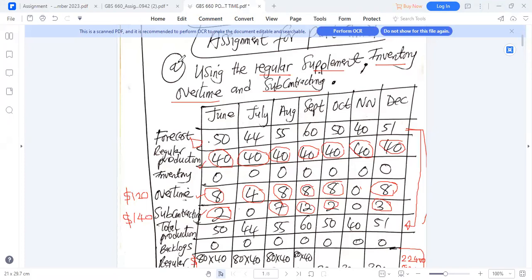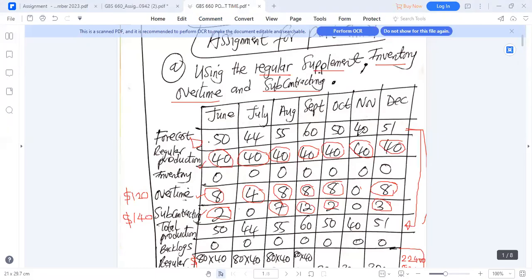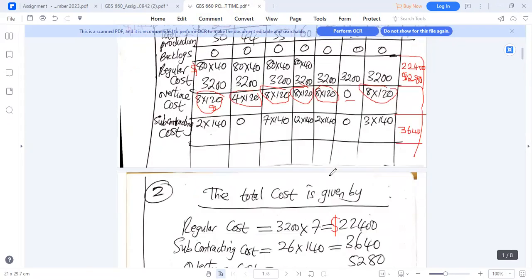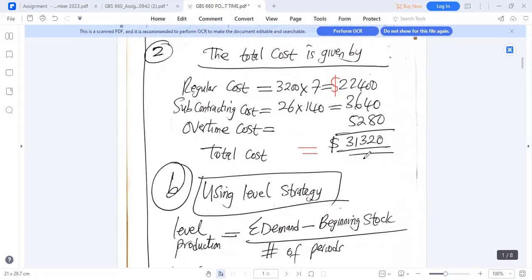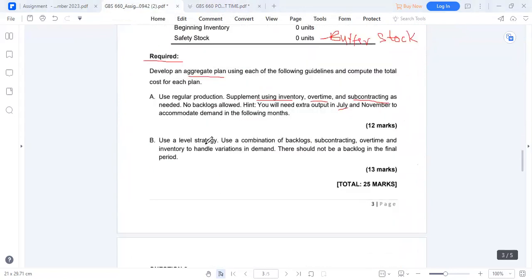So this one is what we are simply saying is correct because we are taking into account the subcontracting and overtime. So the total cost is 31,320. Now, using the level for the second one, where they are simply saying that we need to use the other component, use a level strategy. Use a level strategy. So use it.